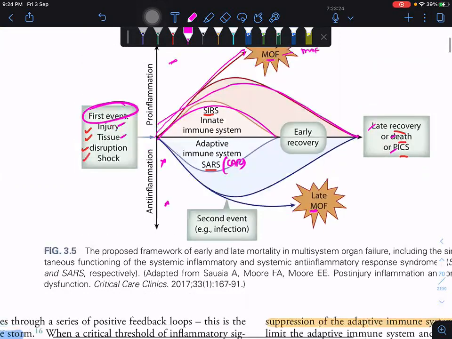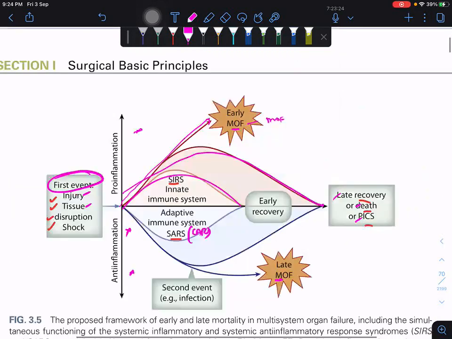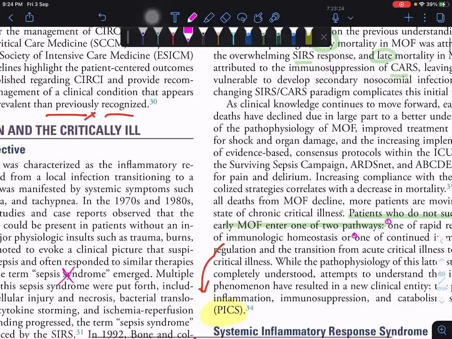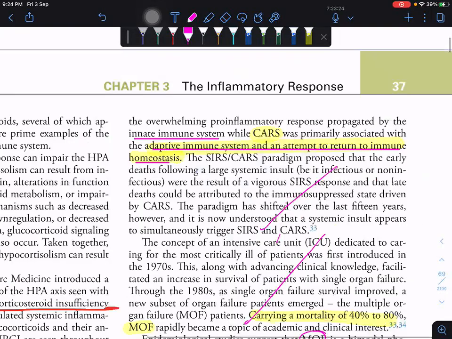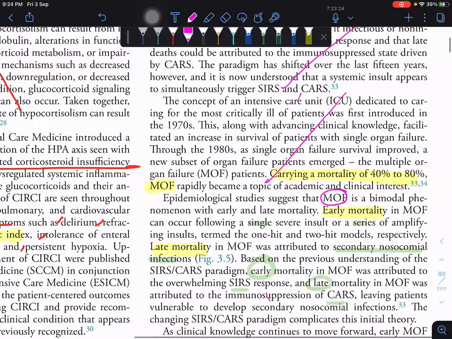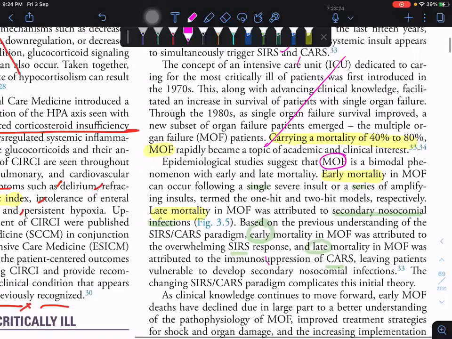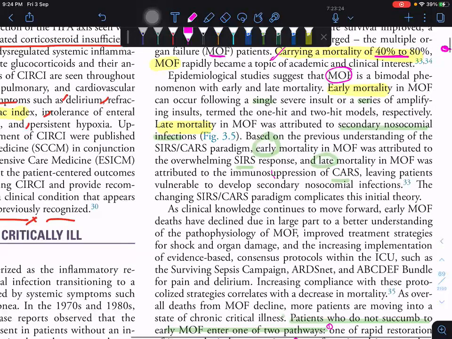Just remember these terms. Here we are reading about SIRS, CARS, MOF, and PACS. Only these four topics are pending. SIRS is mainly the innate immune system and CARS is the adaptive immune system. And what about MOF, multi-organ failure patients? How much is the mortality rate? This is an MCQ: 40 to 80% is the mortality rate. There are two mortalities, early mortality and late mortality.